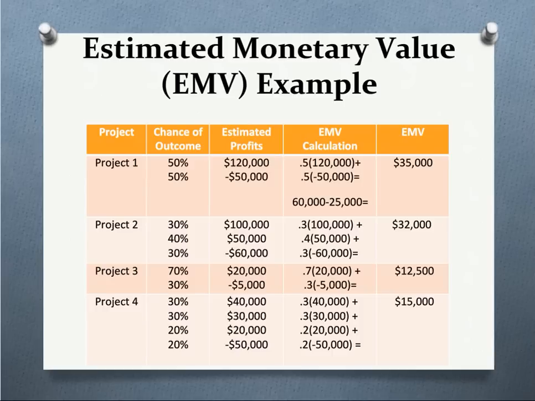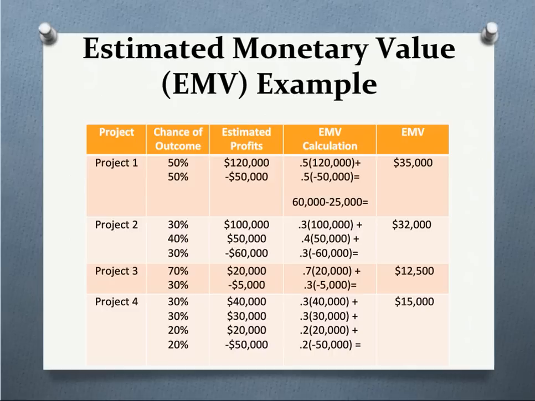Finally, project 4 also has a 70% chance for a positive return, spread out a bit more as far as the amount of profits and a larger possible loss than project 3. This is our longest calculation with 4 separate scenarios represented, which give us an EMV of $15,000.